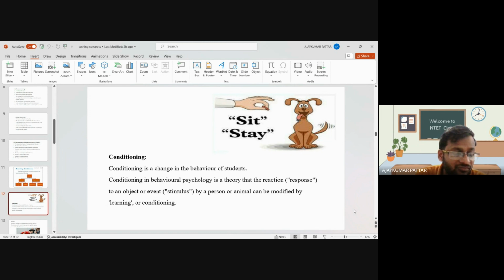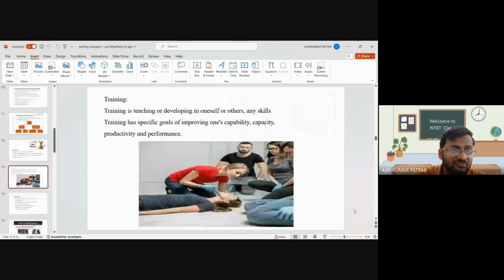Conditioning, change in behavior. Next, training. Training is also teaching, but when we call it training, training is teaching or developing skills in oneself or others. Training has specific goals of improving one's capability, capacity, productivity, and performance.